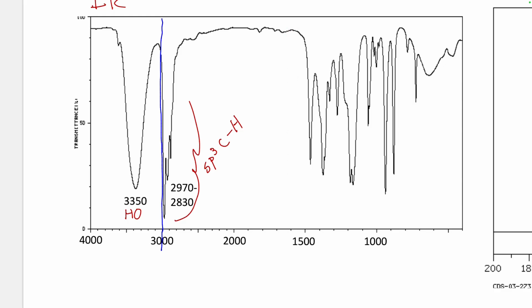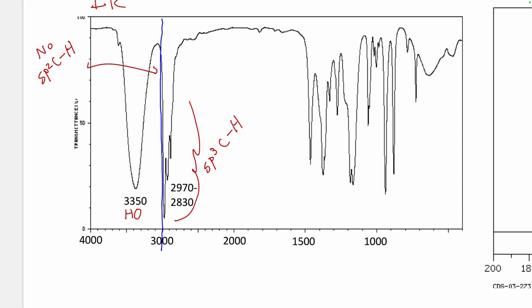But more importantly, there's nothing over here in the space just to the left of the 3000 line, which is sp2 hybridized CHs. So I'll put a note here saying no sp2 hybridized CH. If it did have an aromatic ring, it wouldn't have any CHs attached, and that's really pretty rare. So what this molecule has is an OH and alkyl group or groups, but no aromatic ring. And there's a whole lot of other things that aren't there too.